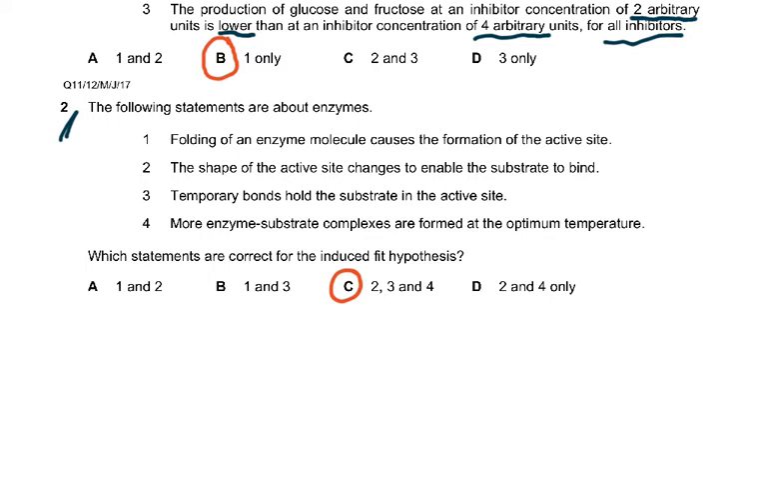So, which statements are correct for the induced fit hypothesis, not the lock and key? That was 2, 3, and 4. The shape of the active site changes. Temporary bonds hold the substrate in the active site. More enzyme substrate complexes are formed at the optimum temperature. So that is why the answer was C.